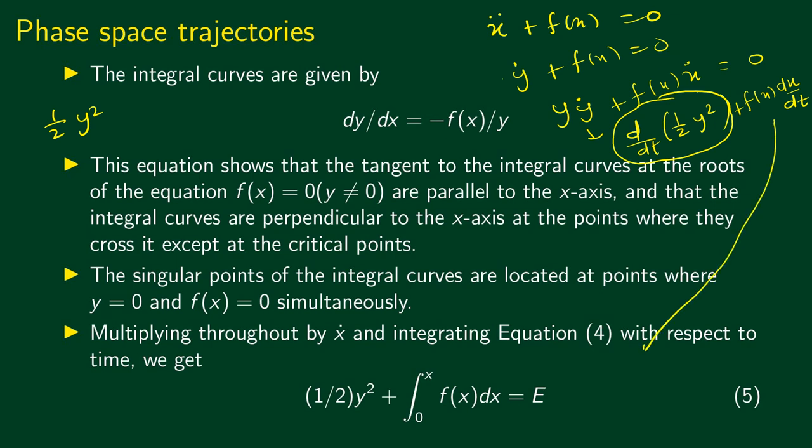The second term, let me write it here. The second term becomes integral f of x dx by dt dt, which is nothing but integral f of x dx, since dx by dt dt can be written as dx. So this becomes half y square plus integral f of x dx is equal to a constant.